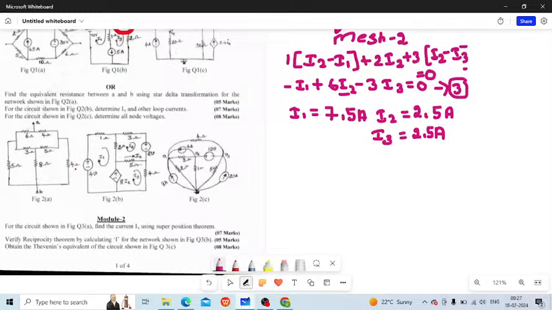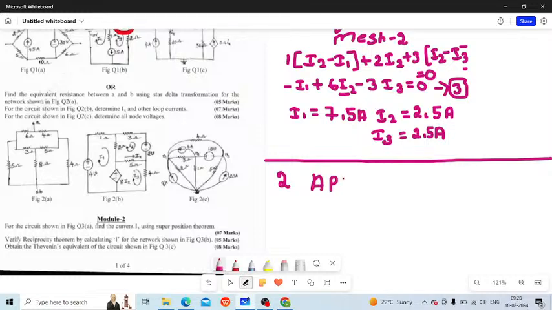So now let's start with I1. This is problem number 2, right? I'll just have a line here so that you will not get confused. Second problem. Apply KVL to mesh 1. You can write mesh or loop, right?